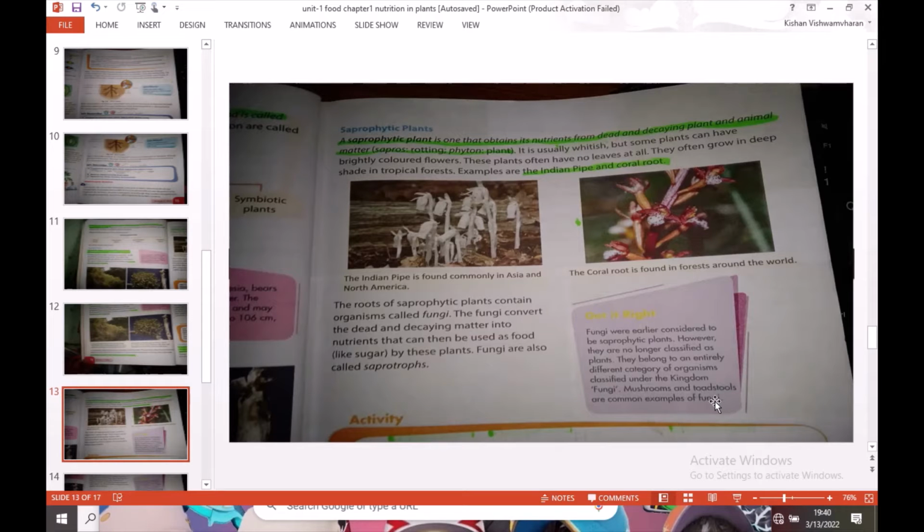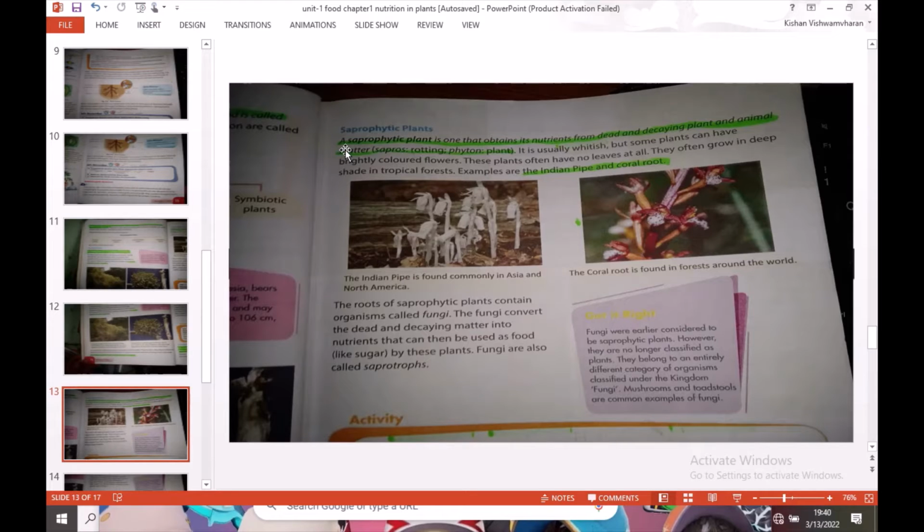Fungi. Mushrooms and toadstools are common examples of fungi. Let's go to the saprophytic plant. The saprophytic plant obtains its nutrition from dead and decaying plants and animals.